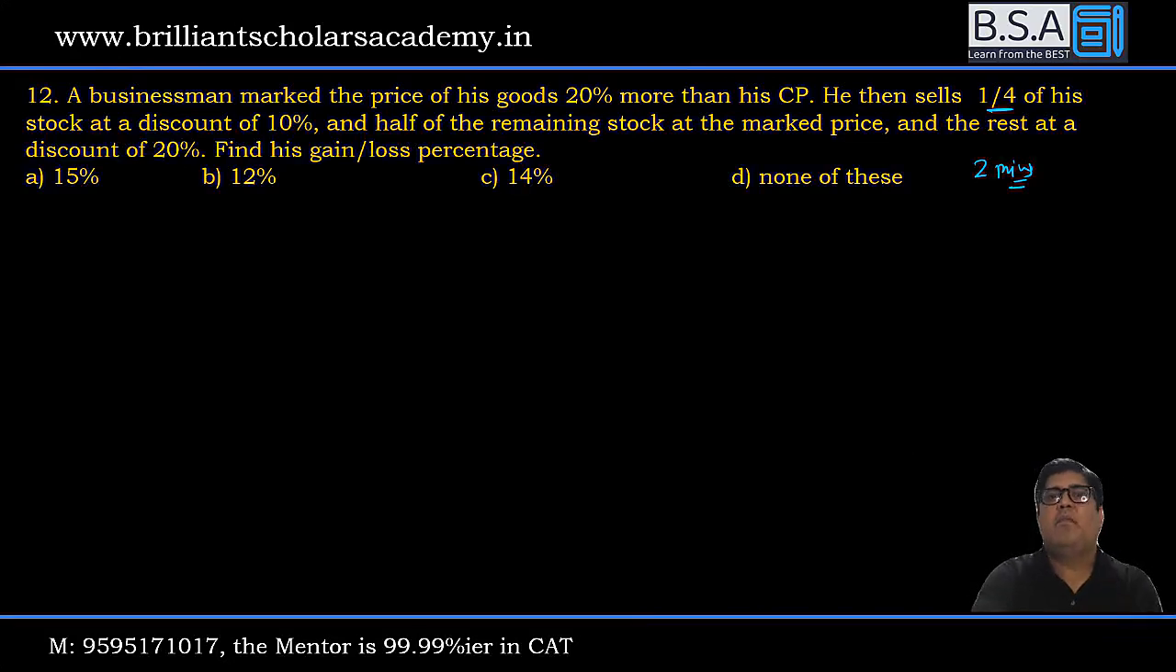A businessman marked the price of his goods 20% above the cost price. He then sells 1/4 of his stock at a discount of 10%, half of the remaining stock at the marked price, and the rest at a discount of 20%. Find his gain or loss percentage. Give it a shot.